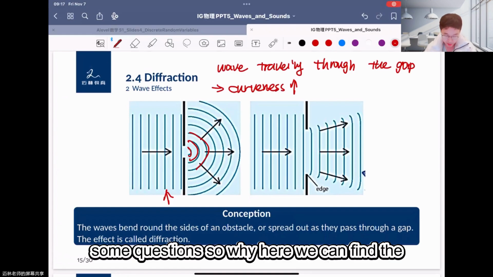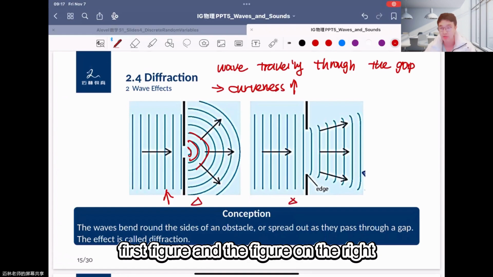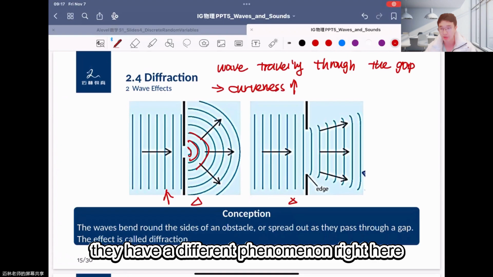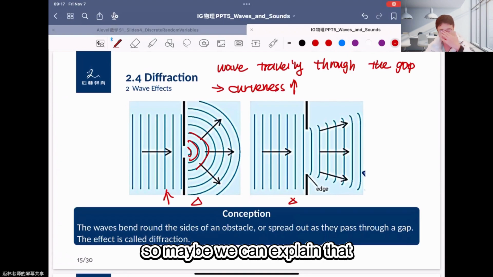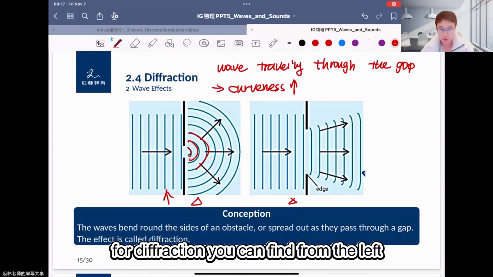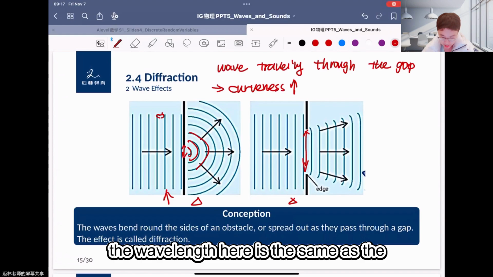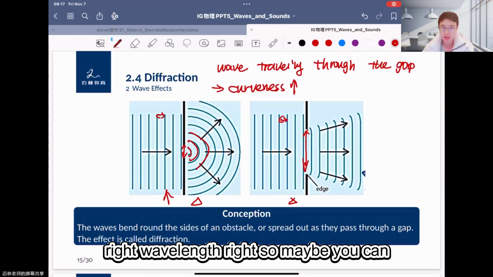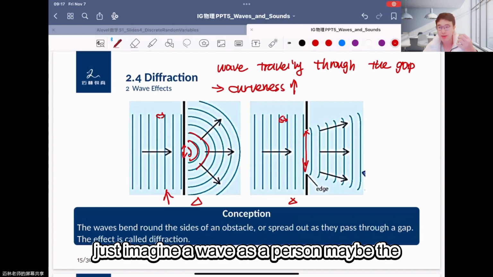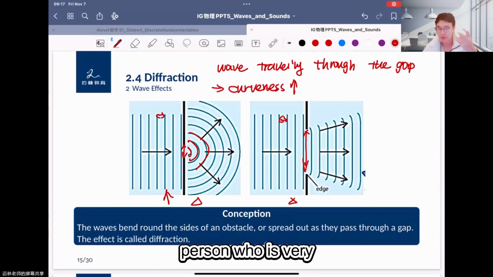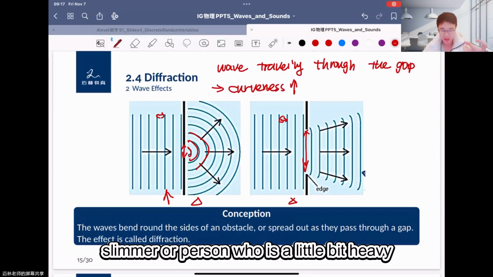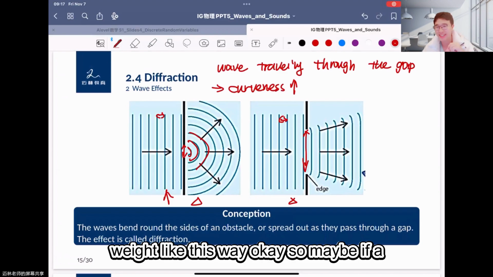Why do the first figure and the figure on the right have a different phenomenon? Maybe we can explain that for diffraction. From the left to the right, you can find the gap on the left is smaller than the gap on the right, right? And the wavelength here is the same as the right wavelength, right? So maybe you can just imagine the wave as a person, maybe a person who is a little bit slimmer or a person who is a little bit heavyweight, like this way, okay?